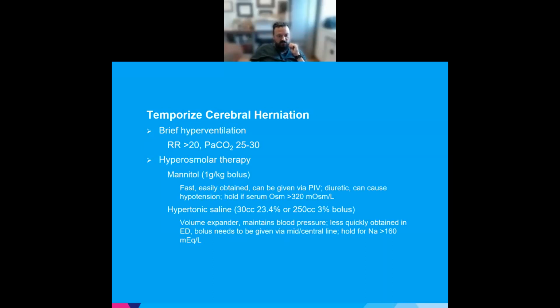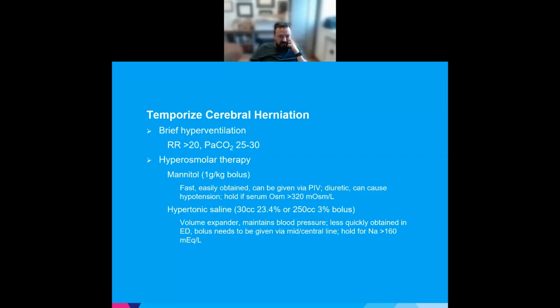So what you would want to do to temporize their cerebral herniation. The reason I say temporize is that these are all maneuvers that can be done emergently, but oftentimes it's going to require a more invasive way of correcting the herniation, either through surgery to evacuate a mass lesion or decompress the brain in the case of severe swelling. If there isn't a surgical option, then they might need a monitor placed and more focused hyperosmolar therapy.